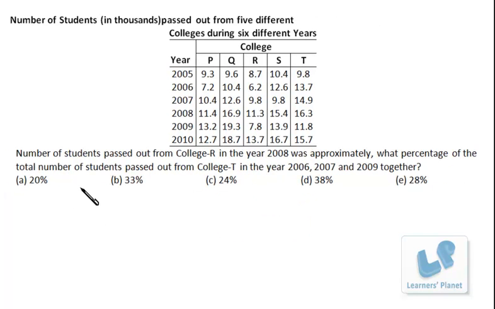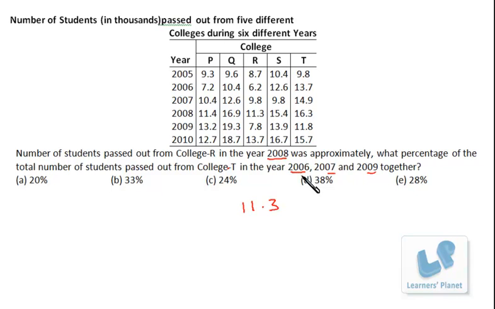Now, the number of students passed out from college R in year 2008 is approximately what percentage of the total number of students passed out from college T in 2006, 7 and 8? Just note down the data carefully. What will be there in the numerator? College R in year 2008. So 2008 college R is 11.3, right?